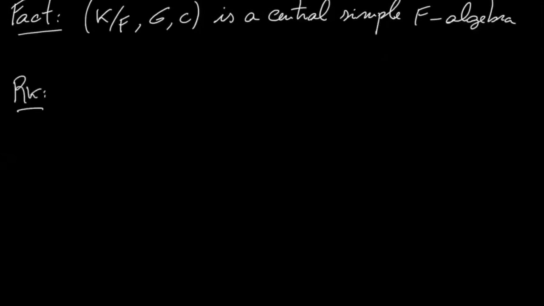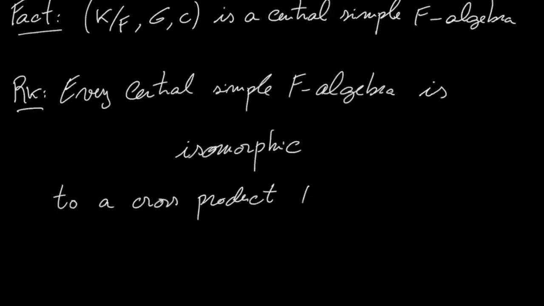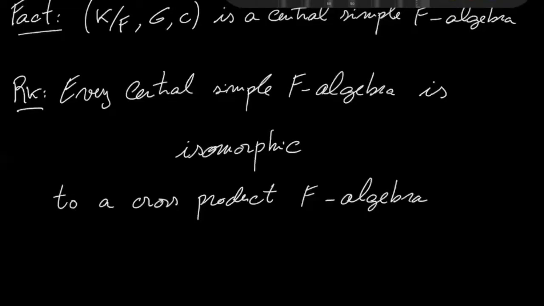So every central simple F algebra is isomorphic to a cross-product F algebra. Well, this remark is not true, it's false. And the reason is precisely this word here, isomorphic. It doesn't work like this. It's not true that every central simple algebra is actually a cross-product algebra, but it's not very far from this. So one needs to replace this word isomorphic by a weaker notion of isomorphism. If you want to learn which word one should place here, stay tuned for the next lecture.